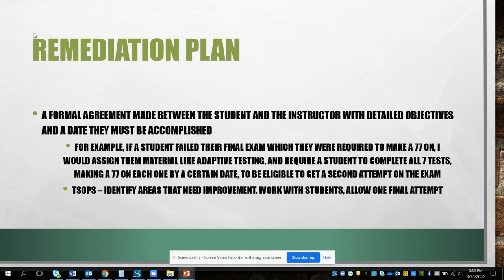So if it was that final exam that they failed and I needed them to be proficient in all material, not just one area, I would assign them all 7 sections or all 7 categories that EMS Testing breaks that down into, and ask that they be successful in each one of those before I allow them a second chance to take a final exam. And again, that would be a backup final exam covering the same types of material but with different questions than they were exposed to the first time. And if it was TSOPs, as I mentioned before, we would identify the areas where they did well and things that need improvement. We would work with them and then give them one final attempt to retest to see if they're ready or not.